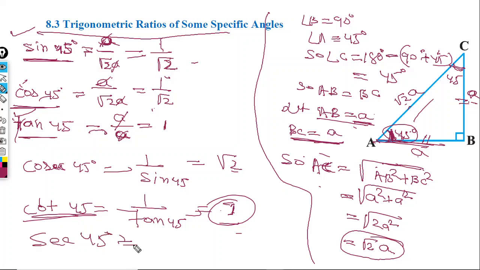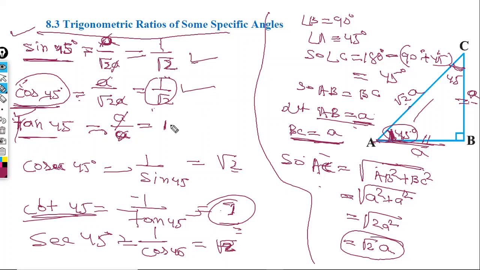So sec 45 will be equal to... the relation between sec and cos: sec 45 equals 1 by cos 45. Cos 45 is 1 by root 2, so sec 45 will be equal to root 2. So we got the value of sin 45 as 1 by root 2, cos 45 as 1 by root 2, tan 45 is 1, cosec 45 is root 2, cot 45 is 1 and sec 45 is root 2.